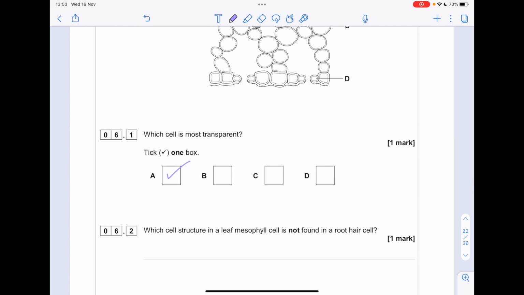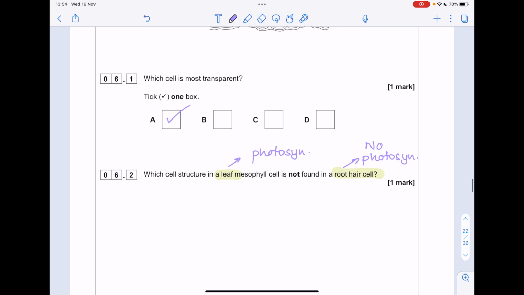Which cell structure in a leaf mesophyll is not found in a root hair cell? So what's different about a leaf and a root? Well, a leaf wants to photosynthesize. A root can't do that because it has no access to light. So what would be the major difference in the organelles found? Well, the leaf cell contains chloroplasts.